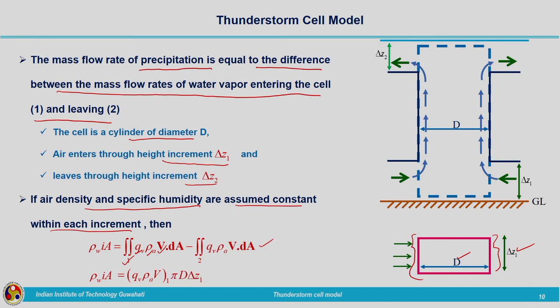In a similar way, for the uplift region also, we can substitute minus q v rho a v 2 for region 2, pi D delta Z2, delta Z being the height corresponding to region 2. So, that way we have removed the integral sign, assuming that this depth is very small and within that strip, all the atmospheric properties can be assumed to be constant. Otherwise, there will be variability.